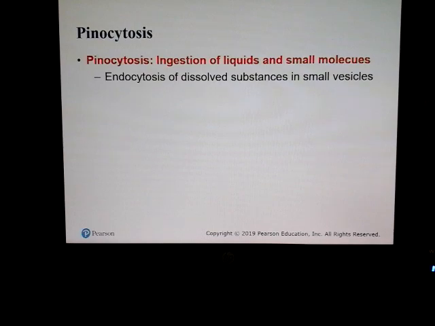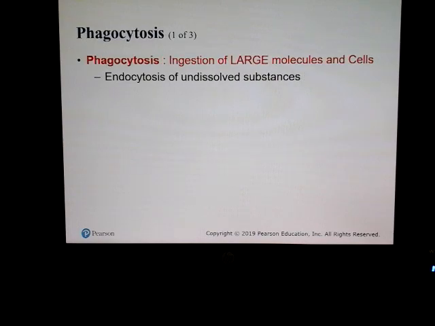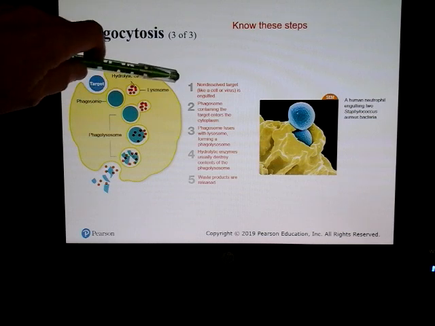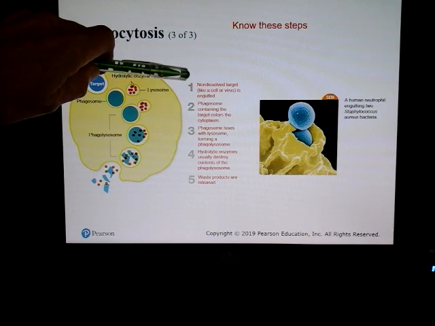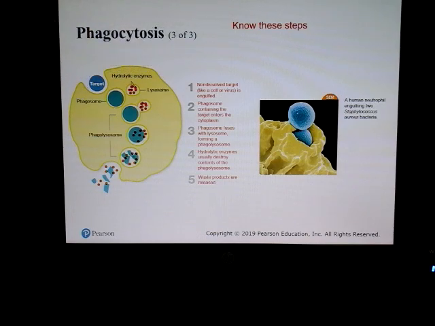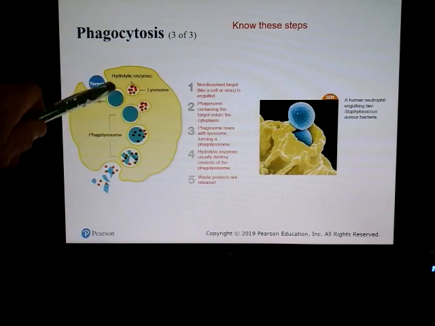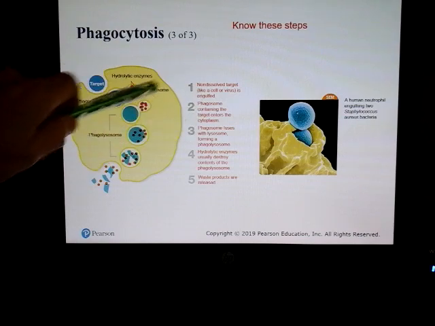So pinocytosis is ingestion of liquids and small molecules. And phagocytosis is ingestion of large molecules and cells. For your exam, I'd like you guys to know the steps of phagocytosis. The first thing is that a non-dissolved target, like let's say a cell or virus, is engulfed, okay? And then we get what's called a phagosome that will form.